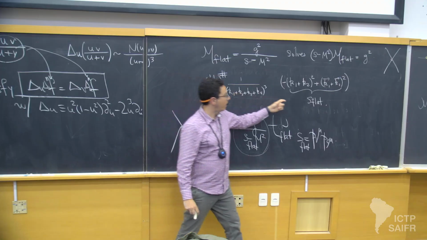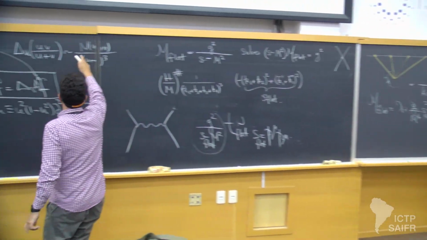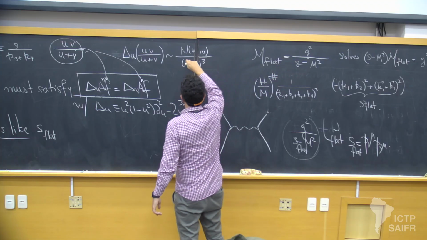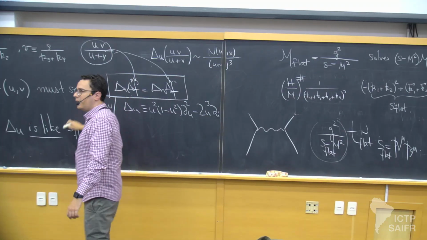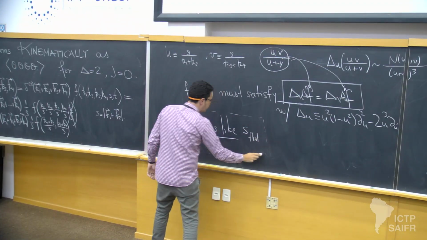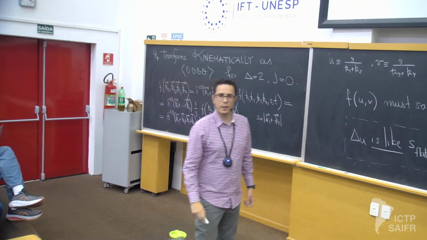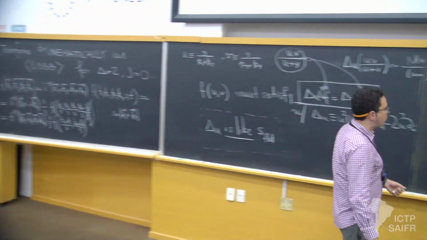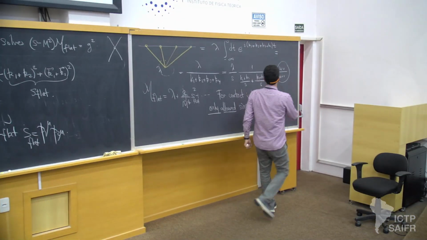Okay? And now you can do delta u squared. You're going to produce an even longer numerator with u plus v to the 5th. You sit on the pole, and you find S flat squared. So I hope now you're on board that delta u is like S flat. Okay? So now we're ready to write the exchange differential equation.